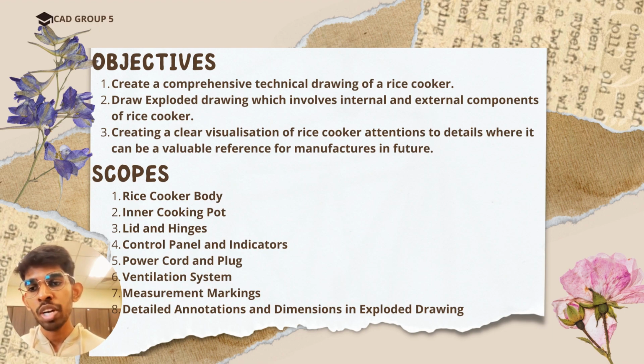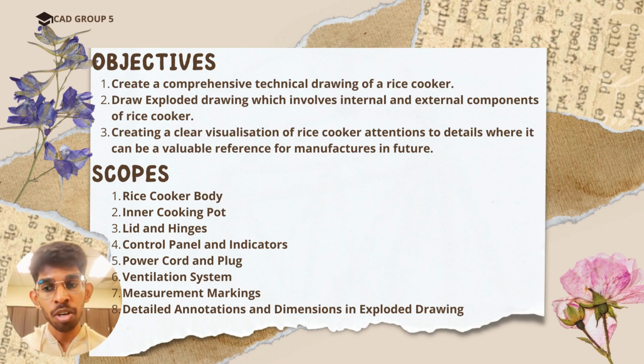For the first one, the rice cooker body, the design is based on designing the outer structure of the rice cooker, considering its shape, size, and material, and also incorporating features such as control panels, handles, and indicators on the body of the rice cooker. Next, the inner cooking pot is creating a detailed drawing of the inner cooking pot, including its dimension, shape, and material composition, to ensure compatibility and proper fitting with the rice cooker body.